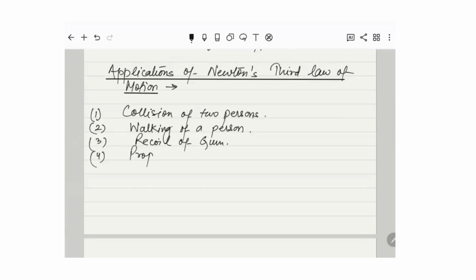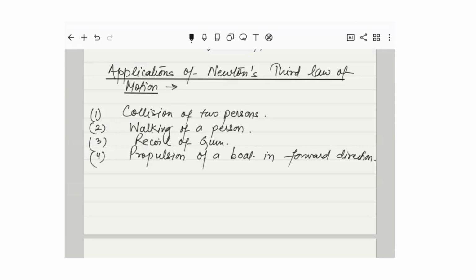Propulsion of a boat in the forward direction. So how does a boat move in a particular direction? What is the sailor doing? The sailor pushes the water with his oar in the backward direction, resulting in the water pushing that oar in the forward direction. And that's how the boat is pushed in the forward direction. So the forces applied by the oar and the water are of equal magnitude, but in opposite directions. And that's the reason the boat can go in the forward direction.